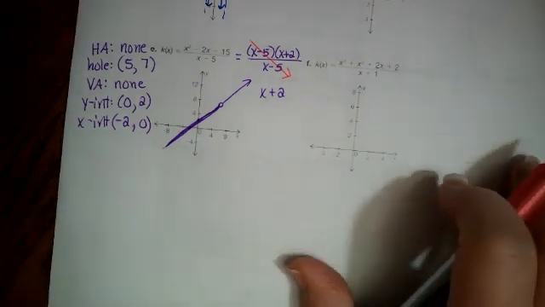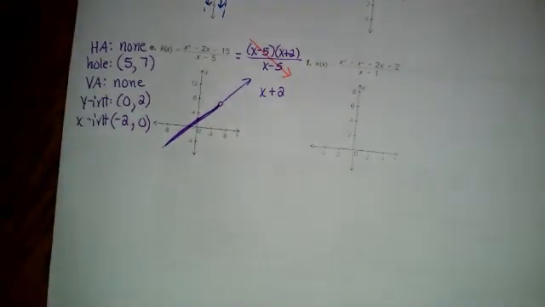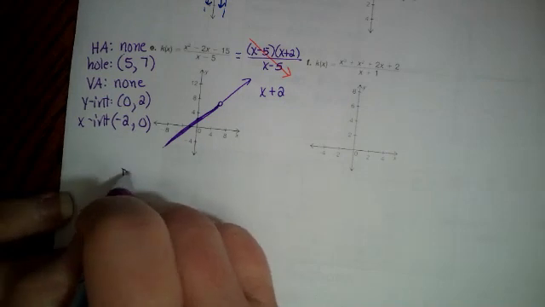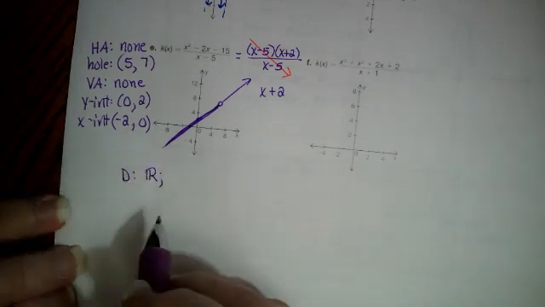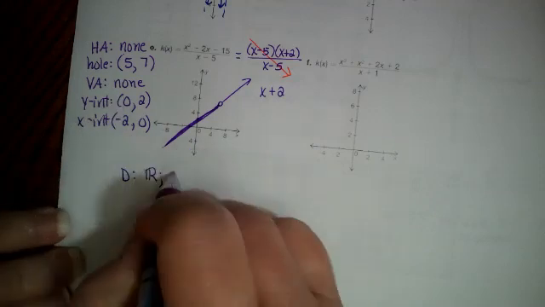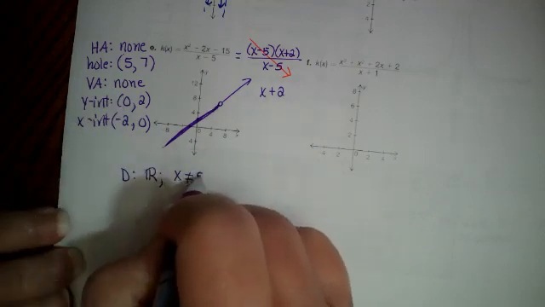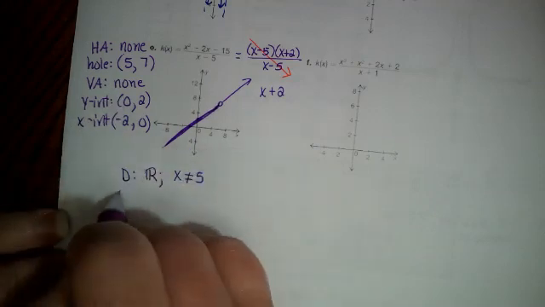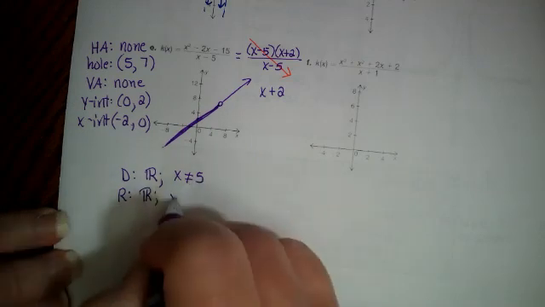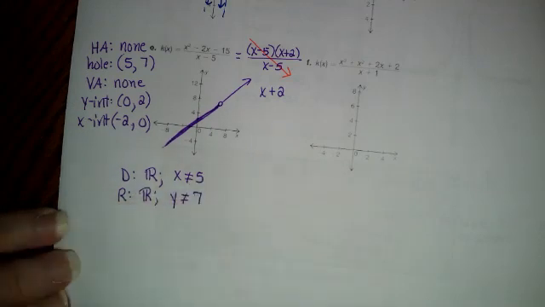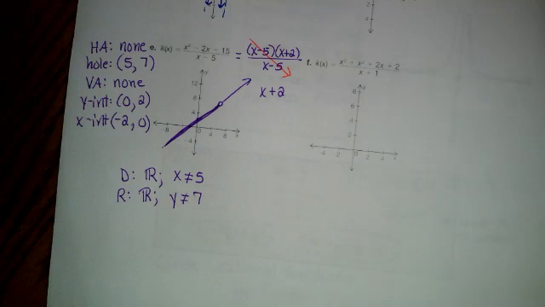Oh, we didn't do domain and range. We forgot. Domain, all real numbers except asymptotes and holes. So there are no asymptotes, but x is not allowed to be 5. That was a hole. Your range, all real numbers except asymptotes and holes. There are no asymptotes, so we just take into account the hole.